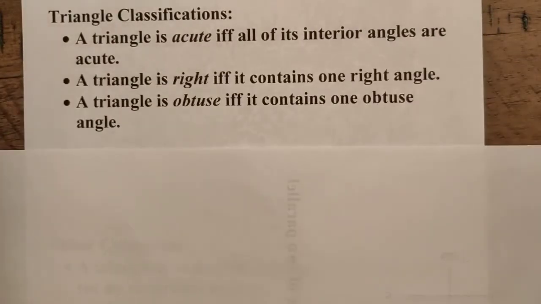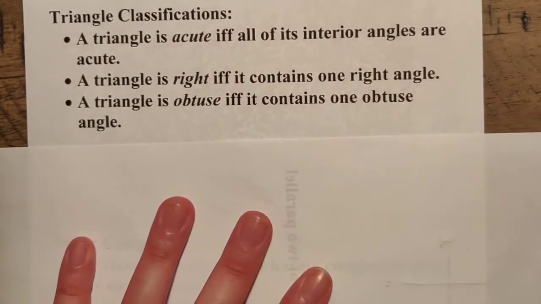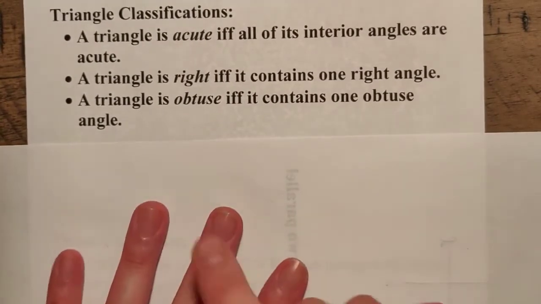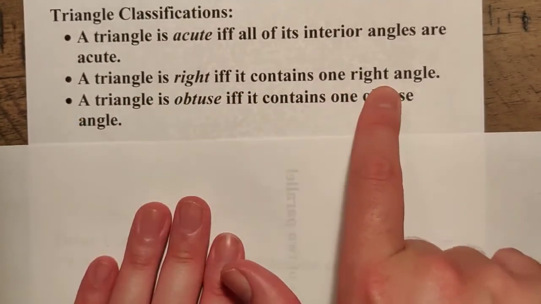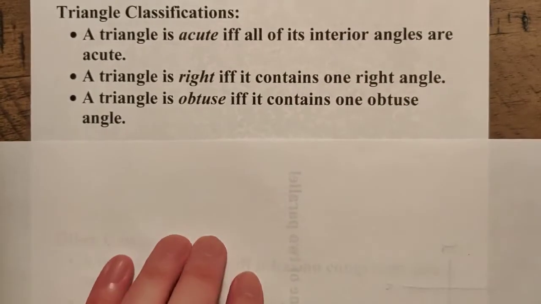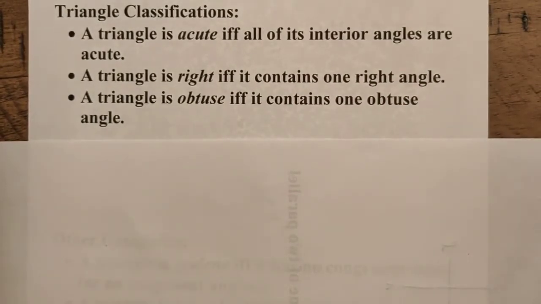And we could also have our right triangles here. So note that we can define our triangles. A triangle is right if and only if it contains a right angle. And a triangle is obtuse if and only if it contains one obtuse angle. So we note that we can also talk about this idea of triangle classifications like this. All of our triangles will fall into exactly one of these three categories.